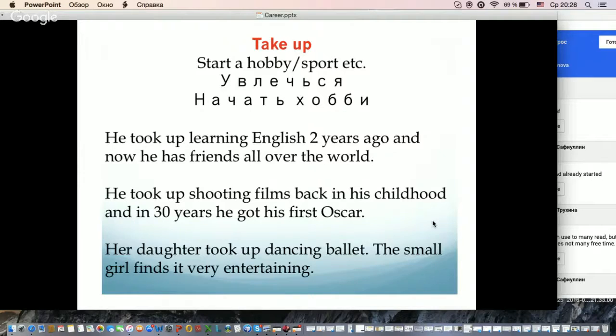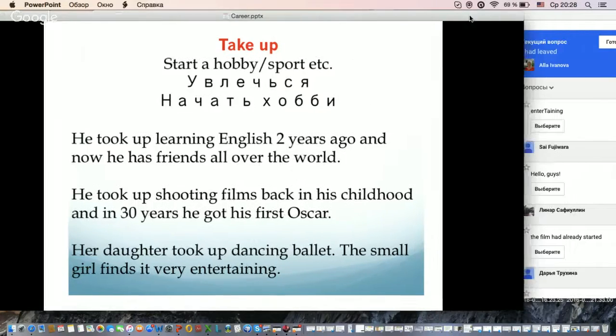Take up. Увлечься, начать хобби. Start a hobby or sport. He took up learning English 2 years ago, and now she has friends all over the world. Она начала изучать английский 2 года назад, и теперь у нее есть друзья по всему миру.